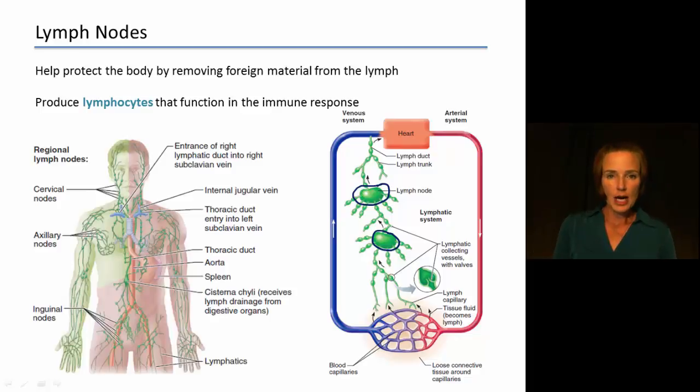In looking at the body itself, you can see that there are lots of lymph nodes scattered throughout the body, but they do get concentrated in three main locations. We have the cervical nodes, there are the axillary nodes, and then there's also the inguinal nodes.